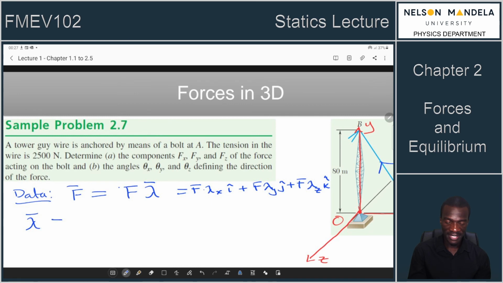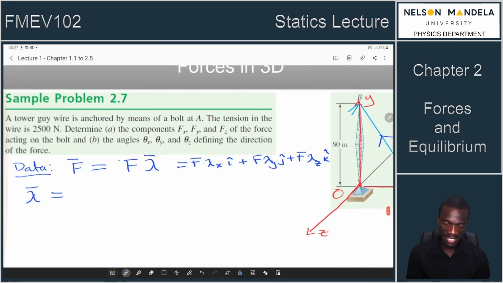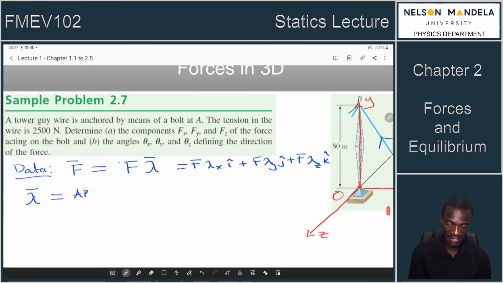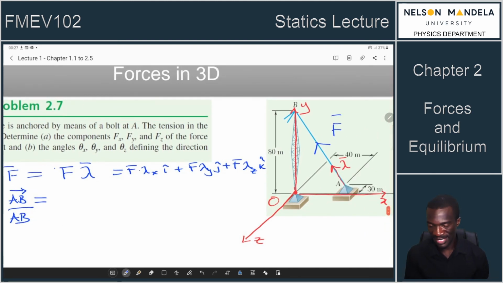The lambda vector is simply equal to, in our case, the vector AB over its magnitude. What is the vector AB? So we want to discover the i, j, and k directions. So if I'm moving from A and I need to go to B, so from this point, obviously, I need to move, let's say, in the x direction.